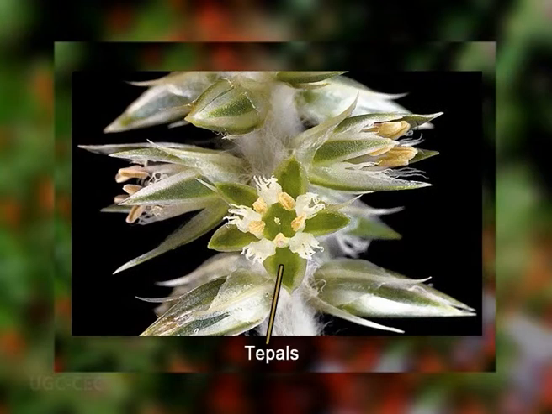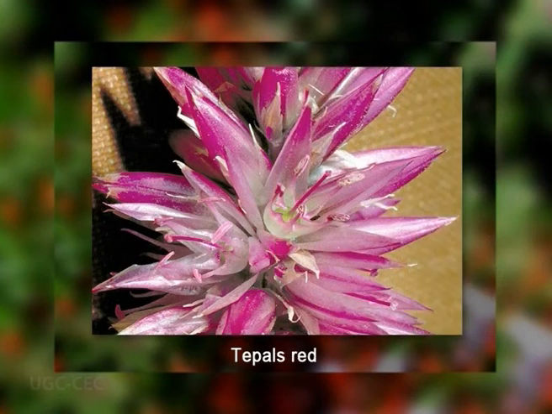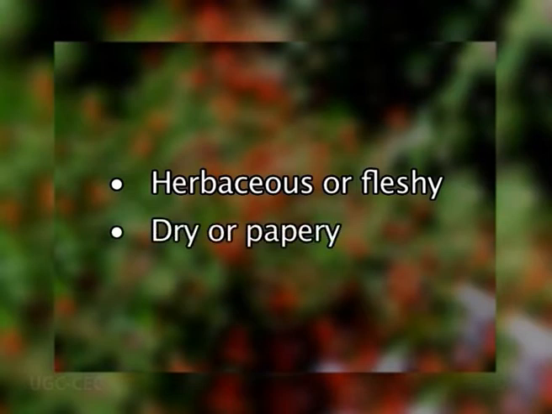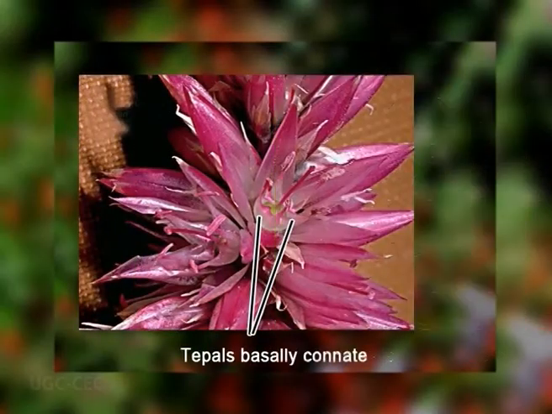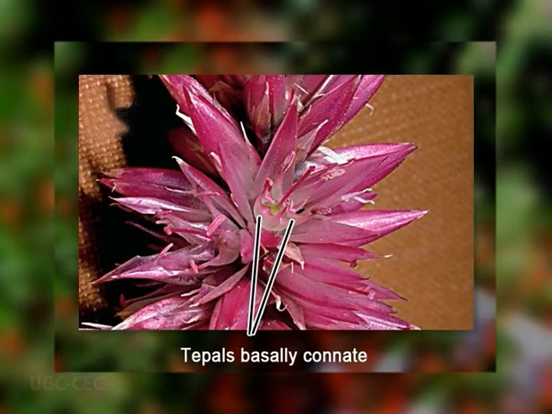Tepals in Amaranthaceae are 3 to 5 in number, but rarely they can be 6 to 8 or completely absent. These tepals are green to reddish in color. They are either herbaceous or they can be fleshy. They can be dry or sometimes papery. These tepals are polytepalous, that means they are free from each other commonly, but rarely also we see these tepals can be connate, that means fused at their base.